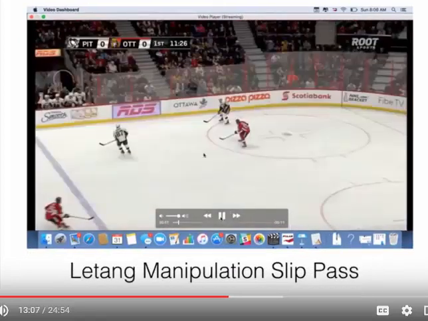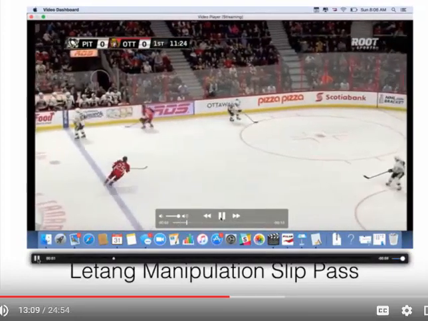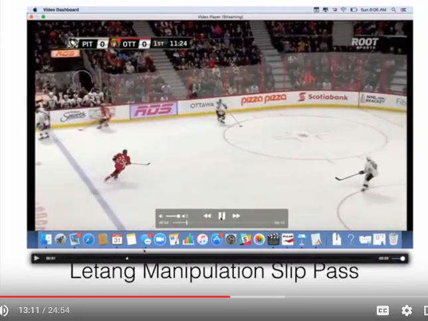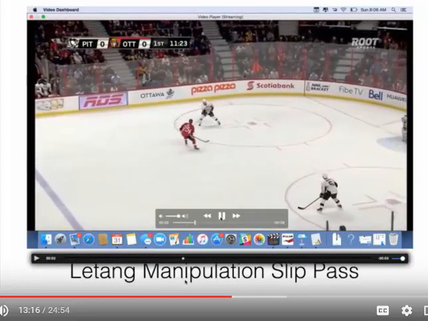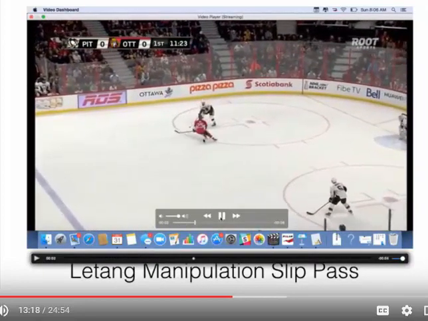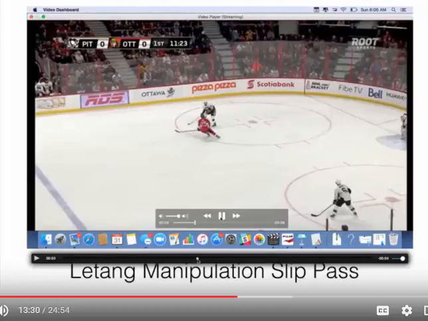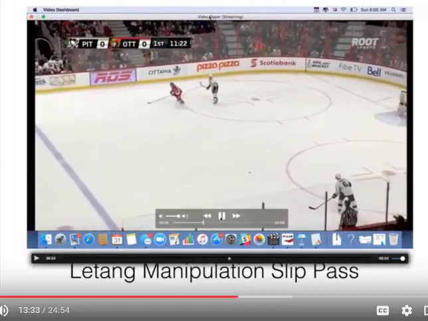Next one here is on Letang. Good manipulation skill here. Letang has Chris Neal here. He would like to make a play through the middle of the ice. So he manipulates Neal by turning his feet, opening up the stick, and is able to pass the puck between the stick and the skate. This pass here is one that I think is critical for the girls to be able to learn and execute effectively, to be able to make slip passes.